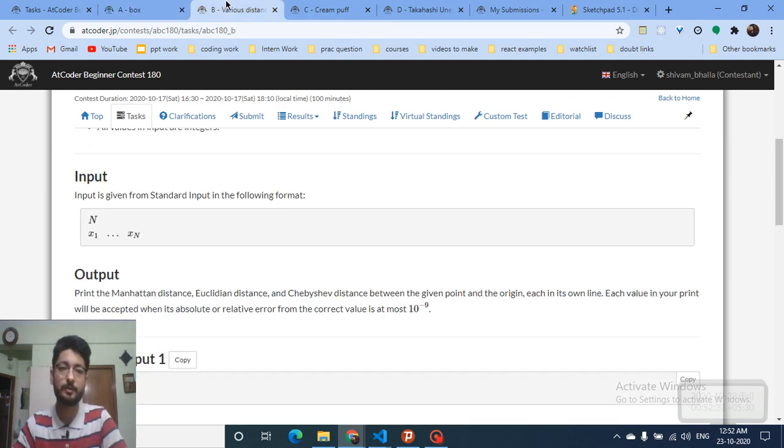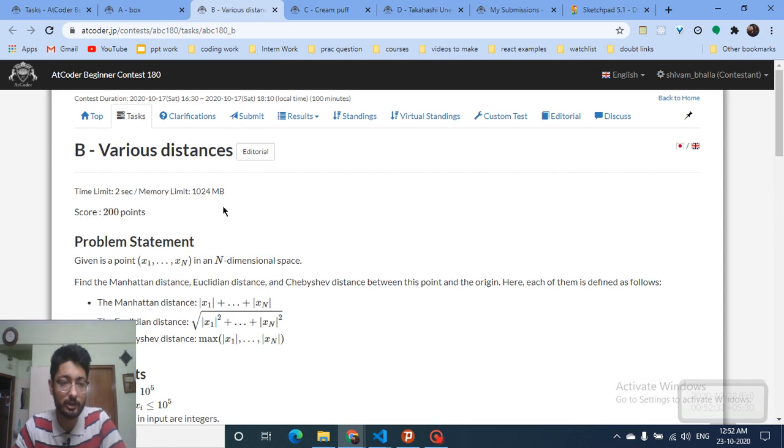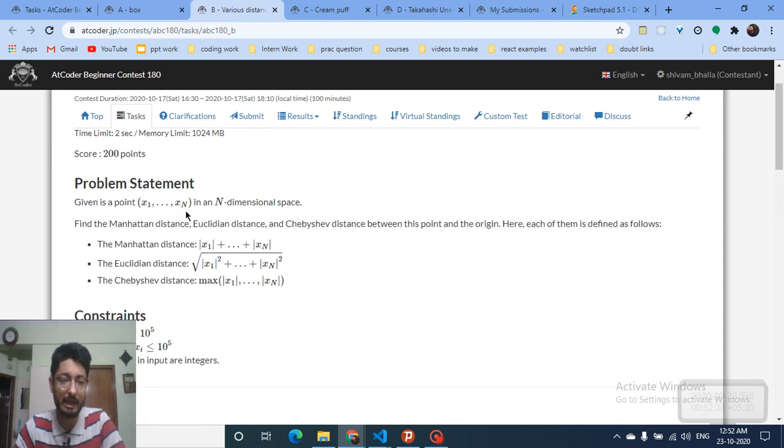So it's very simple. The second problem: you are given a point in multi-dimensional space, n dimensional space, as you can see. Because it's n dimensional, you have n coordinates, and you have to find the Manhattan distance, Euclidean distance, and the Chebyshev distance for this point. So this is the formula from the origin.